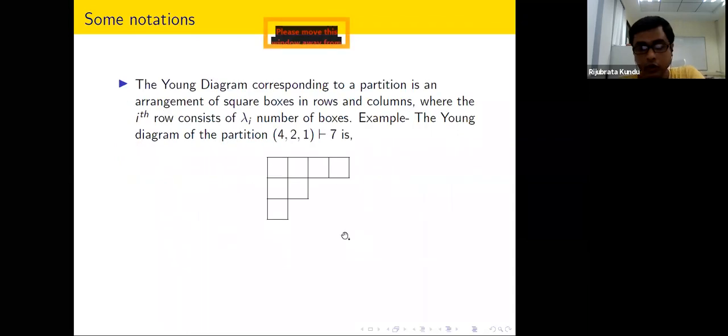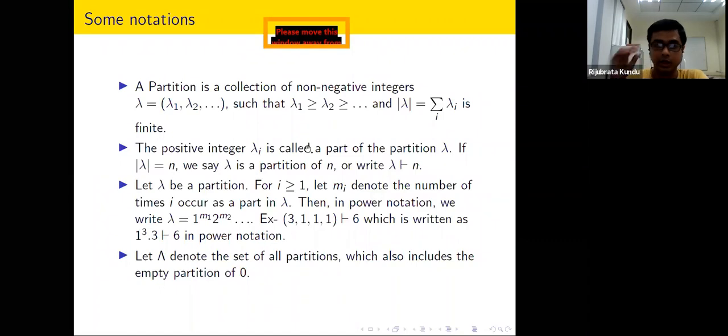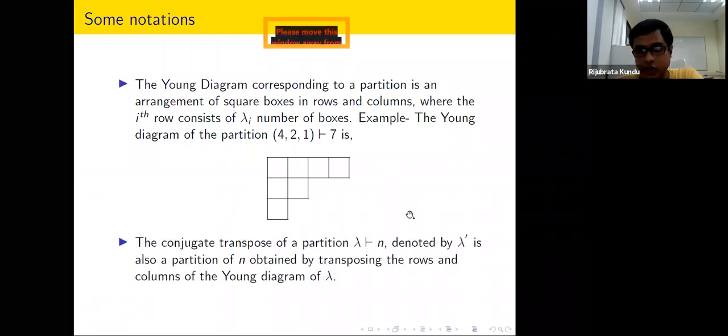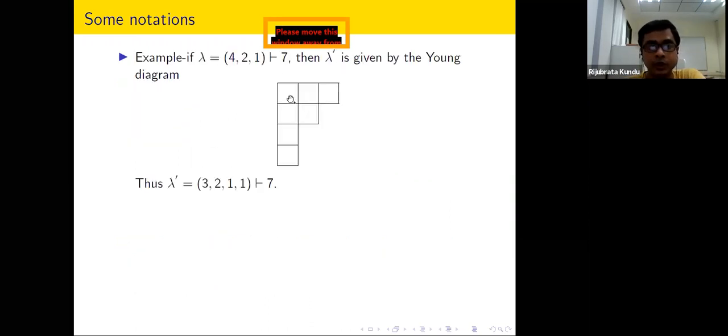Now I need to define one more quantity, which is called the conjugate transpose of a partition. For that, I need to define what a Young diagram is. Quickly, I will do that. The Young diagram corresponding to a partition is an arrangement of square boxes in rows and columns, where the ith row consists of lambda_i boxes. It's good to see an example. The Young diagram of the partition 4 2 1 of 7 is this: 4 boxes in the first row, 2 boxes in the second row, and so on. Then the conjugate transpose of a partition lambda is again a partition of n, denoted by lambda dash, and is obtained by transposing the rows and columns of the Young diagram, just as you transpose a matrix. So again, an example: 4 2 1 of 7, you can transpose it and you get this diagram, which is basically 3 2 1 1 of 7. This is the conjugate transpose of 4 2 1.